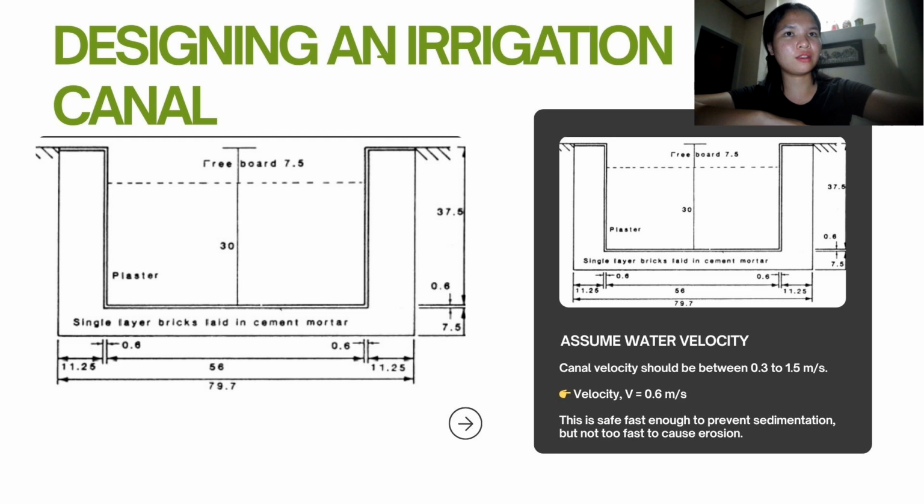Proceed to design of a rectangular irrigation canal. So in designing, we look at the shape, which is rectangular, triangular, or trapezoidal. So for this activity, I choose rectangular because it is simple to construct, easy to compute, and very common in small farm irrigation systems. So mag-start na ta. Mag-assume ta nga ang velocity is 0.8 to 1.5 meter per second. So velocity is equal to 0.6 meter per second.